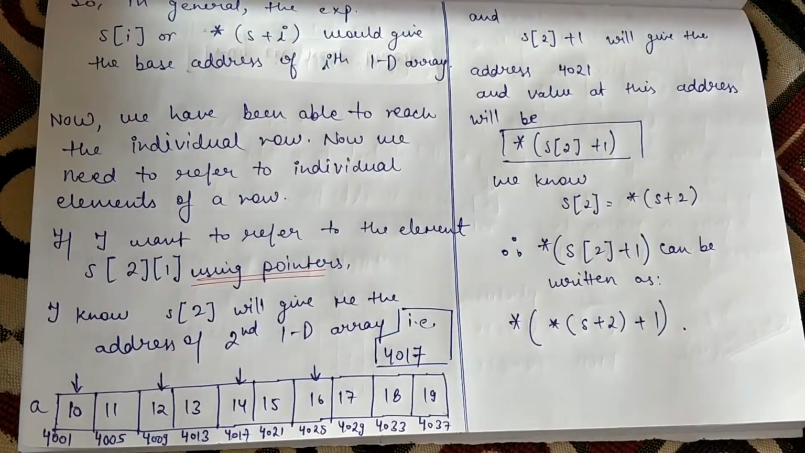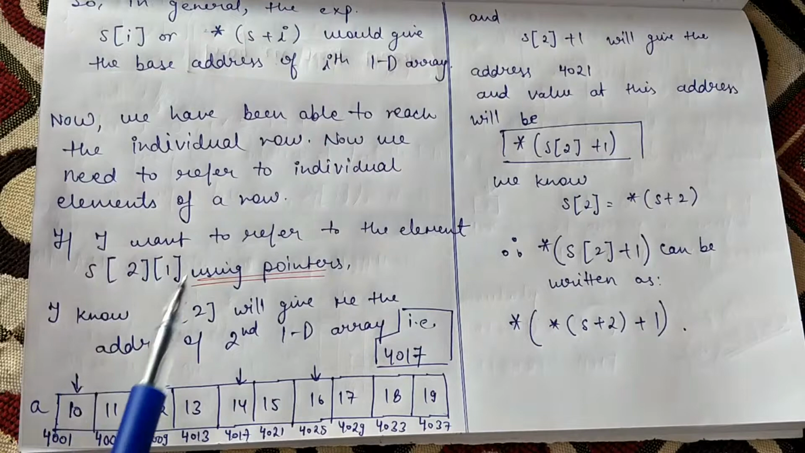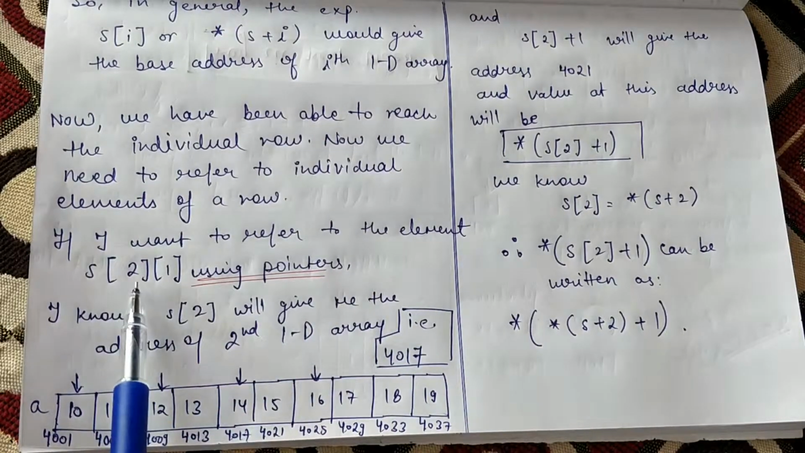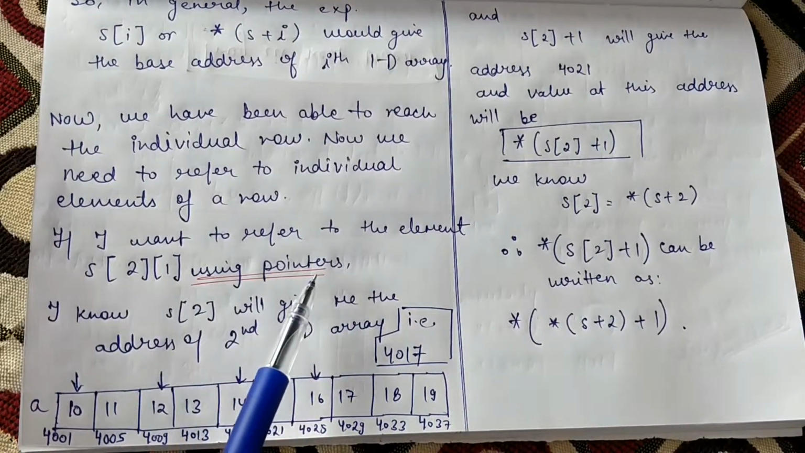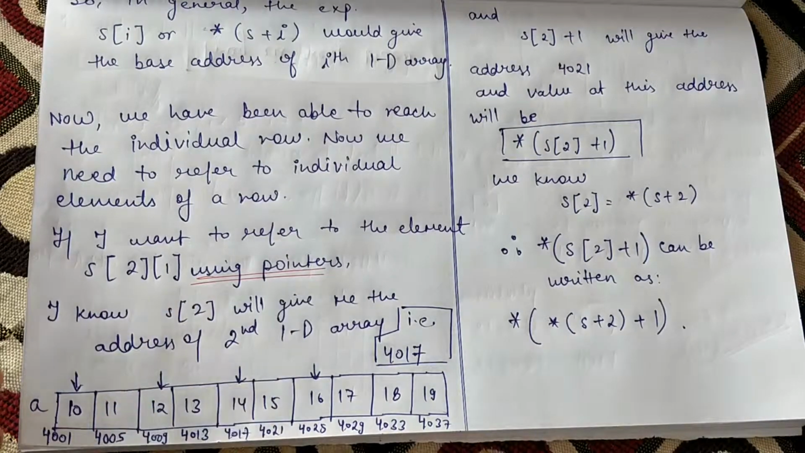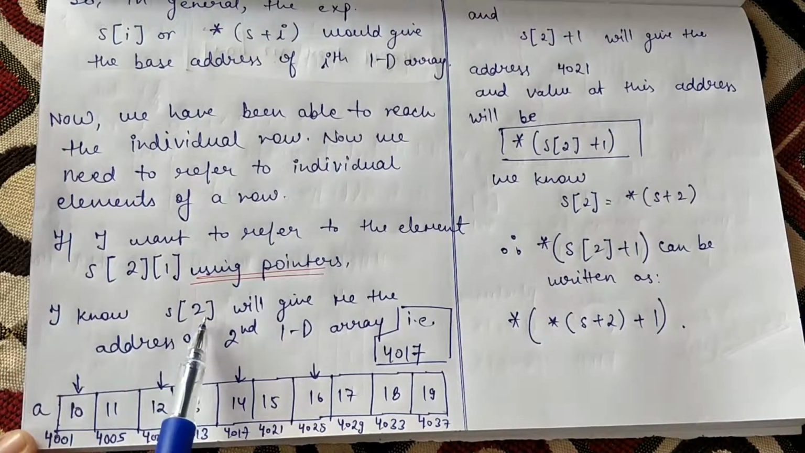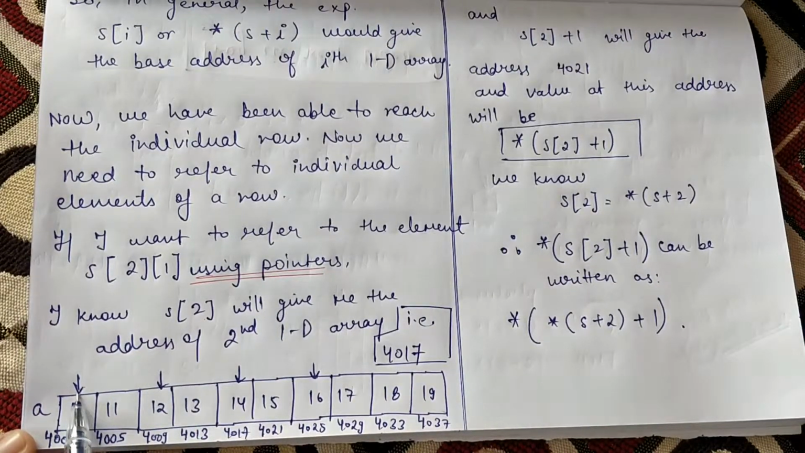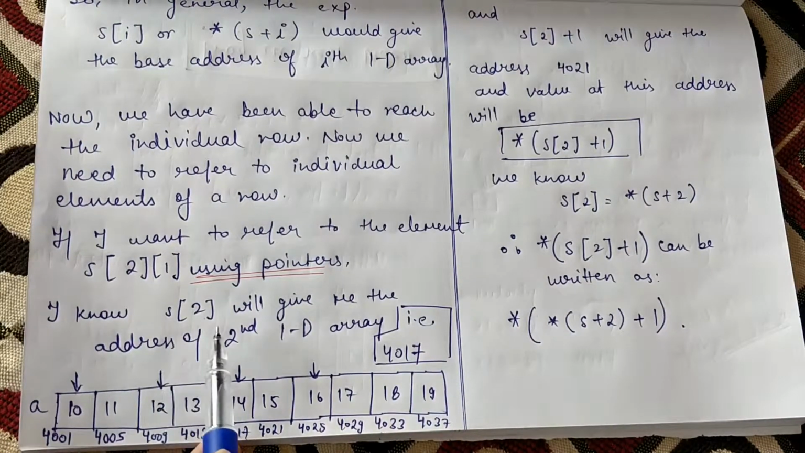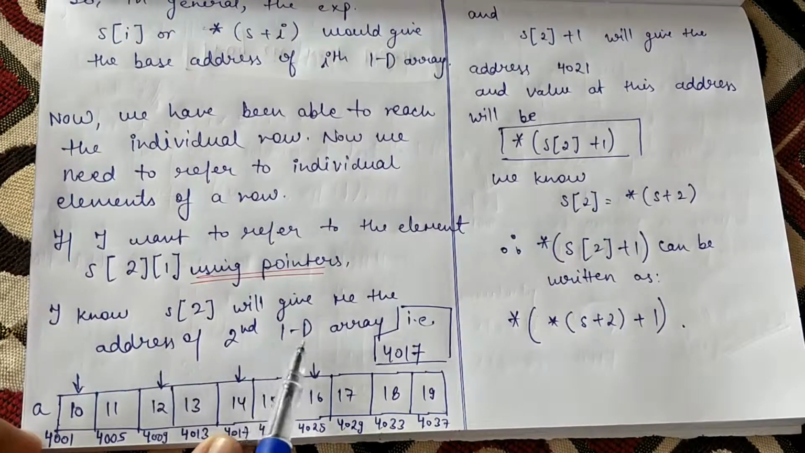Now if I want to refer to the element s of 2 of 1 using pointers, how will we do that? Now we'll understand this thing. We already know that s of 2 means the second one-dimensional array's base address. So this is the 0th 1D array, first and the second. So s of 2 will mean 4017. This is the address. Okay, so I know s of 2 will give me the address of the second one-dimensional array.